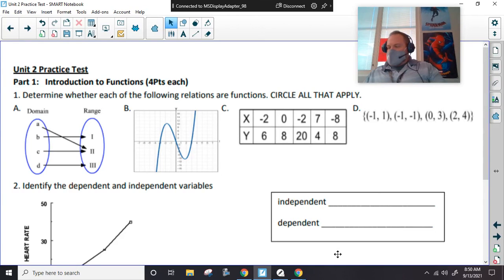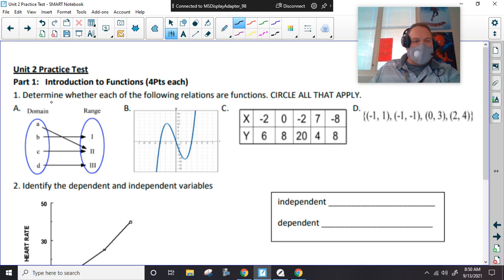All right, so going over the unit. Now, this is an old unit 2. It's kind of like the functions unit. So if you see unit 2 or functions unit, it's all the same thing. All right, so number 1, are these functions? Circle all that apply.